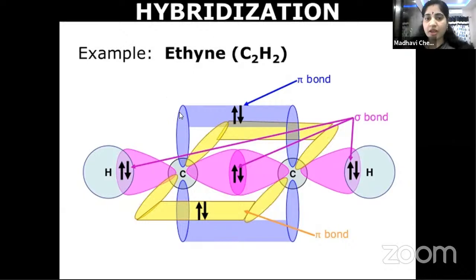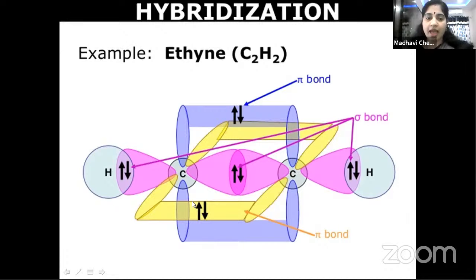See children, this blue colored one and blue colored one, this is 2px and 2px of this carbon, they overlapped in a sideways manner and given pi bond, and this yellow colored one 2py and 2py, they are perpendicular to the plane, so that's why they overlap in a sideways manner and forms pi bond. So it means that in between carbon and carbon there is one sigma bond and two pi bonds, and two CH bonds are present in ethyne.